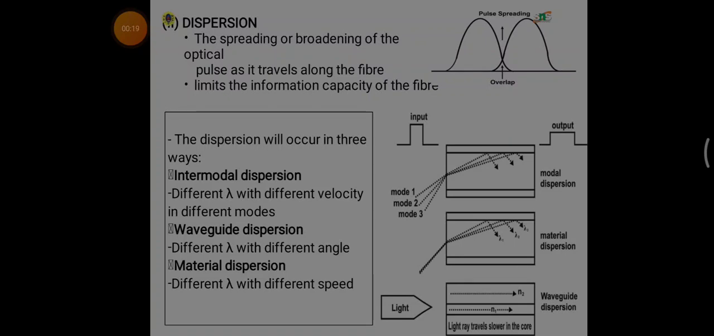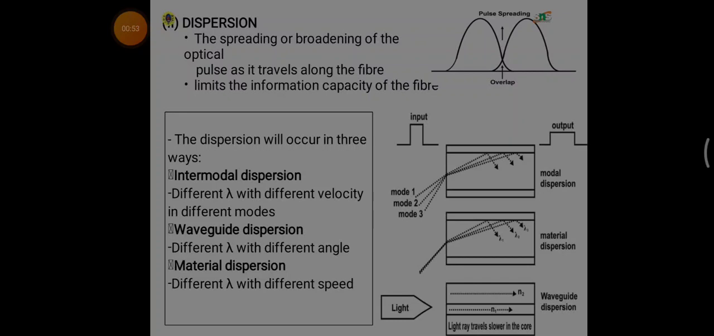So dispersion: when an optical signal or pulse is sent into the fiber, the pulse spreads or broadens as it propagates through the fiber. This phenomenon is called dispersion, as shown in the figure. From the figure, we can see that the pulse received at the output is wider than the input pulse. Hence the output pulse is said to be distorted due to the dispersion effect.